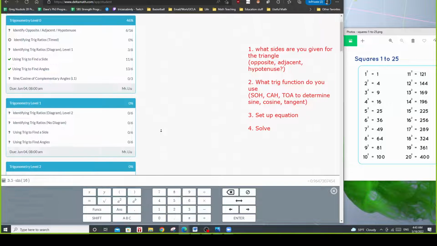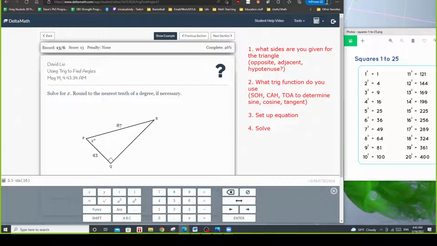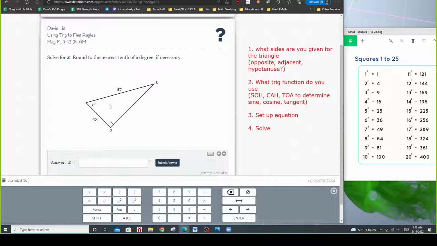But we're also going to do the next one. It's actually a bit easier, using trig to find angles. This time we already have the 2 sides and we're trying to find the angle, and here's how it works. We start off the same. What sides are we given? So here's our angle. This is the hypotenuse. And this is our adjacent, okay? So actually the steps are exactly the same. So it's cosine of x equals 43 over 87, adjacent over hypotenuse, okay?